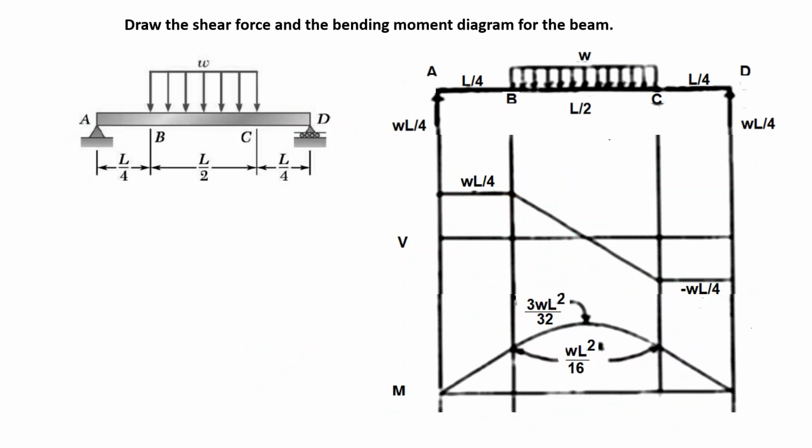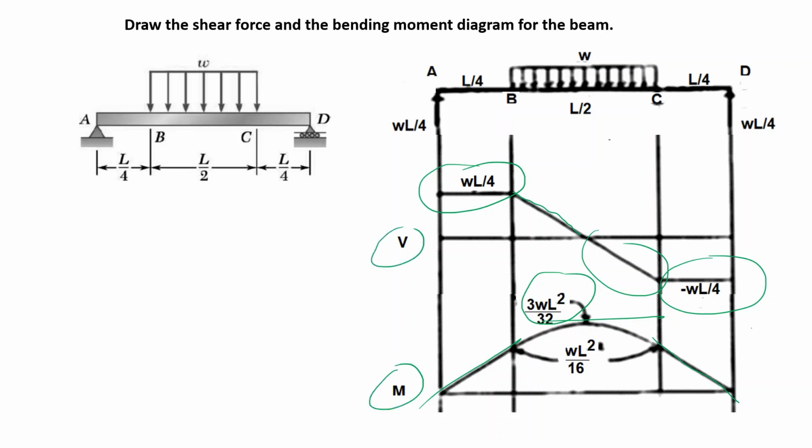Here you see it. Constant slope, positive, constant slope, negative. The slope drops, becomes negative. Here you have a maximum, and this we have calculated: 3WL square over 32. And as you see, without any difficult mathematical computation, we have our shear force and moment diagram using the graphical method.